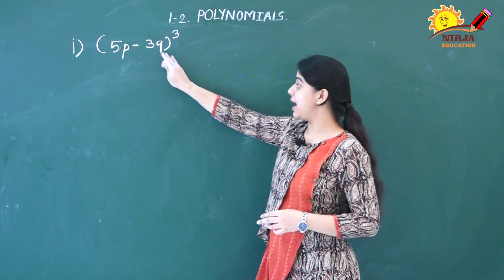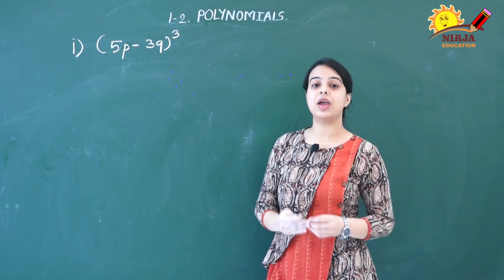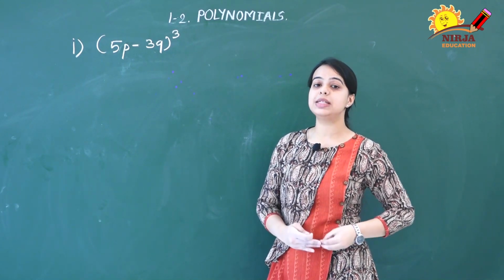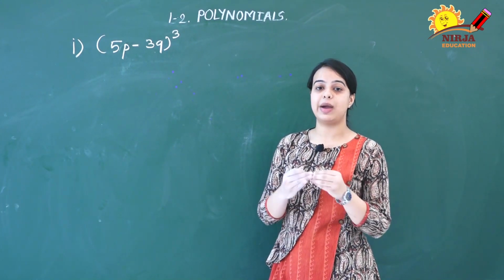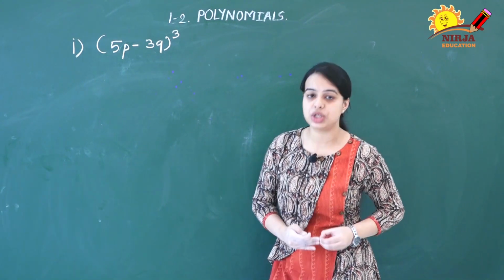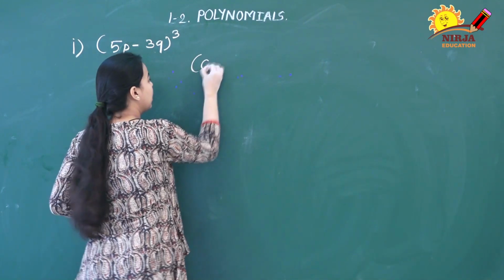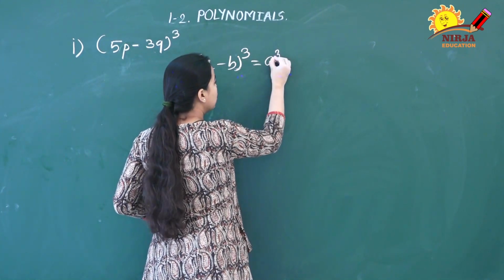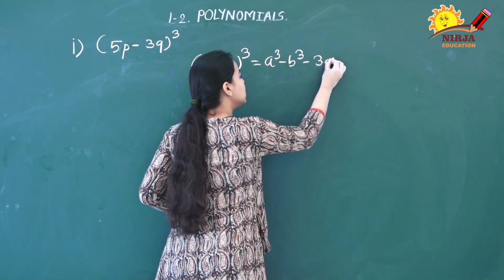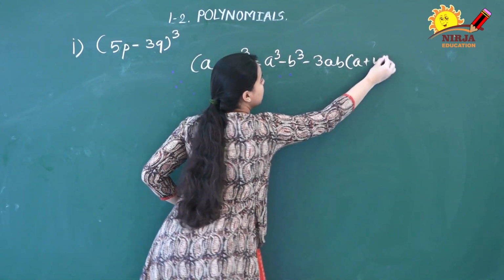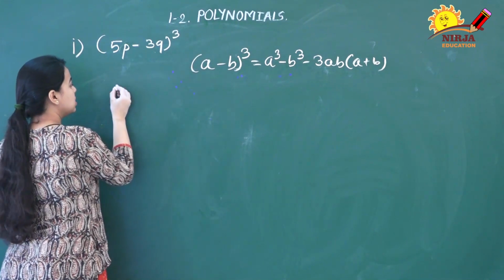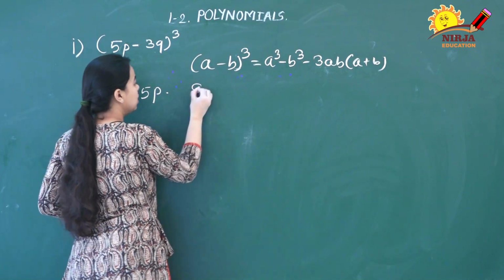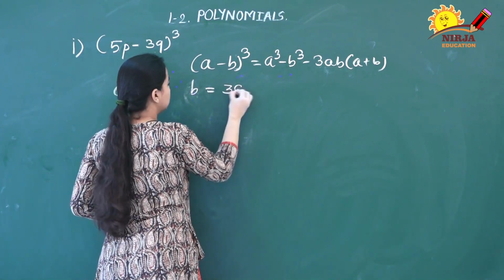Evaluate (5p − 3q)³. Just now we have derived the algebraic identity for (x + y)³, and on the basis of that we can also write it for (x − y)³. But here I am going to change the variable. I am going to take (a − b)³. For this we can write a³ − b³ − 3ab(a − b). Now let's compare a and b with this. Then we get a is equal to 5p and b is equal to 3q.